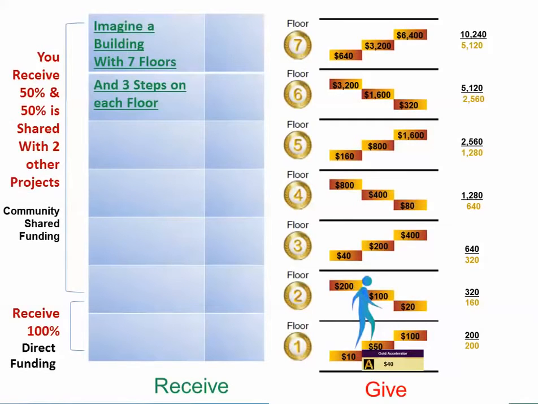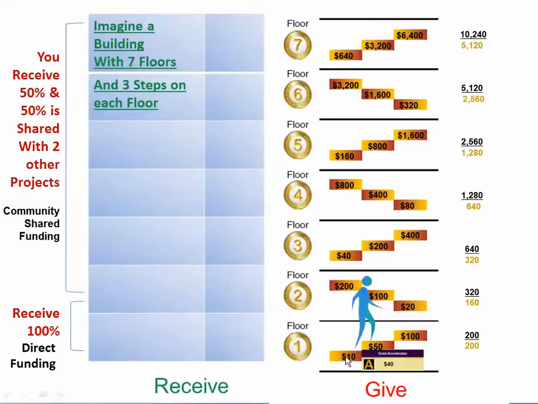Okay, here's how it looks, and this is basically the nitty-gritty. This shows a pictorial roadmap of exactly how our donation distribution formula works. So imagine, and you can follow my pointer, that you're building a building with 7 floors and each floor has 3 steps on it. So here are the floors, floor 1, 2, 3, 4, 5, 6, 7. And notice that each floor has 3 donations on it.